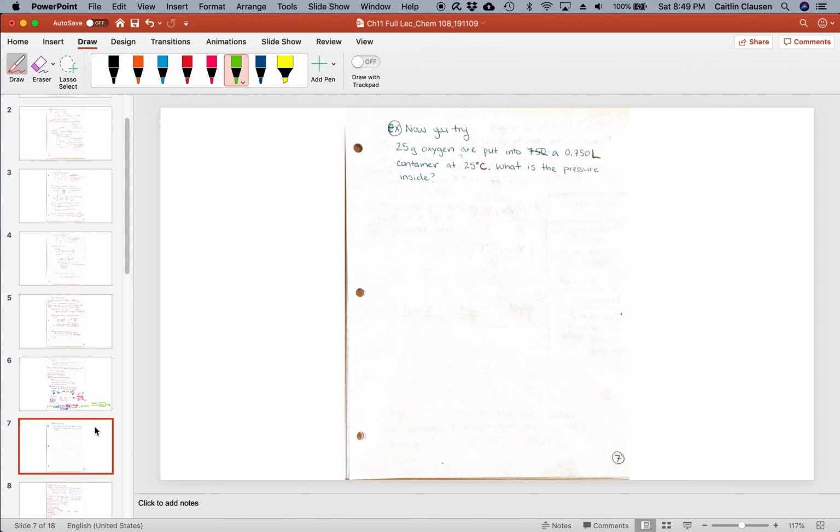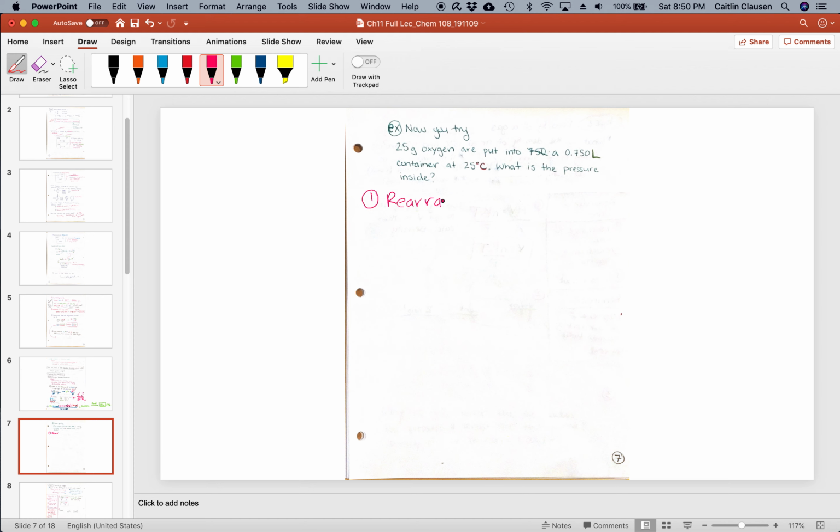So now if you pause the video, take a second and work on this problem on your own, and then you can continue the video and see how I work through it. We're going to follow those same 3 steps. Step 1, rearrange our equation for what we're looking for.